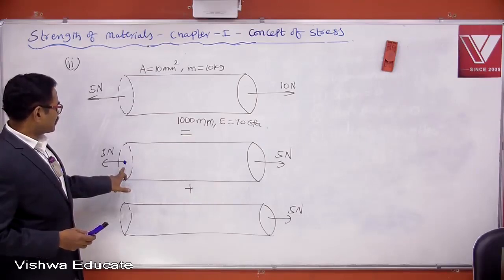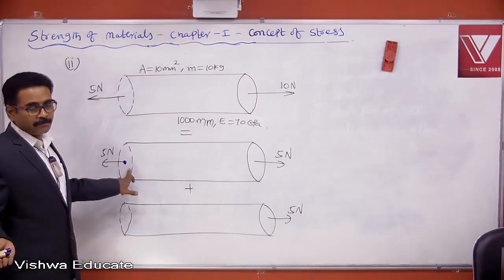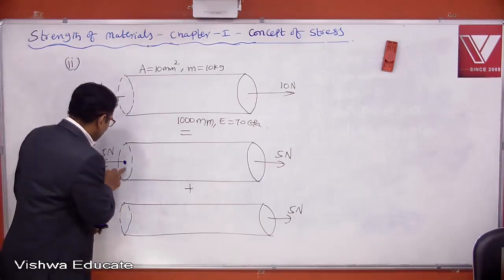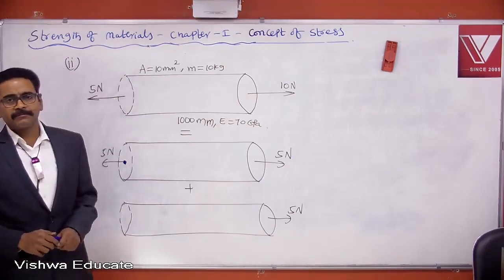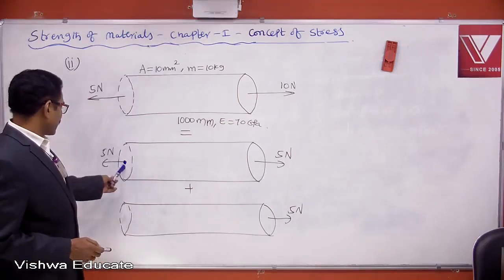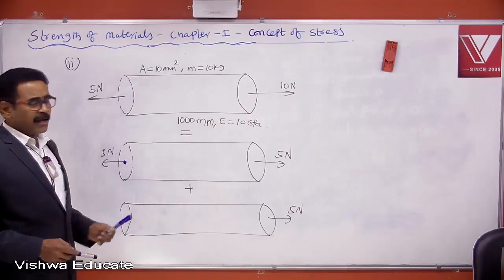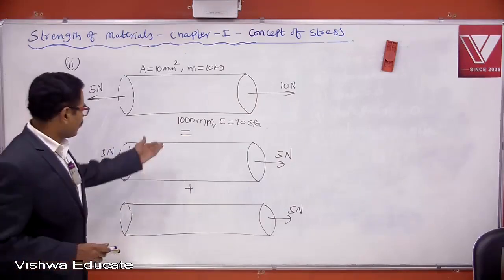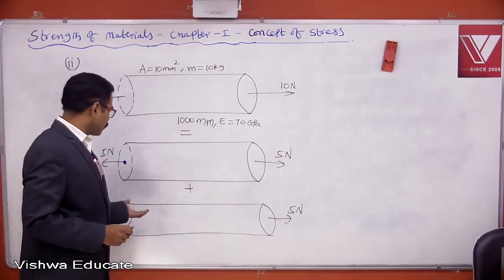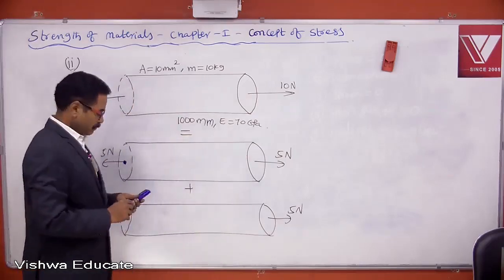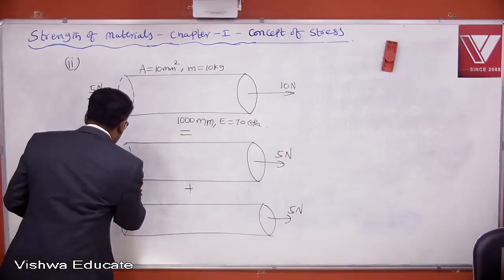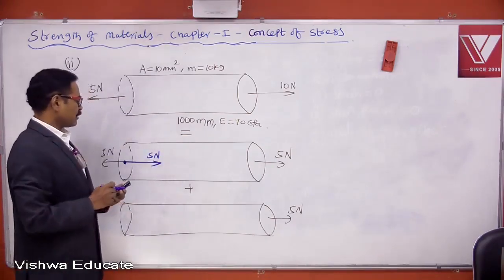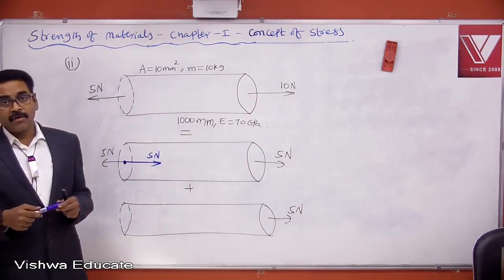If the entire bar is in equilibrium, this point also will be in equilibrium. Let us consider equilibrium of this point. This point is carrying an external load of 5 newtons. Unless it is balanced by an equivalent opposite force, this bar cannot be in equilibrium. But we know this is in equilibrium. That means there shall be an equivalent opposite force.